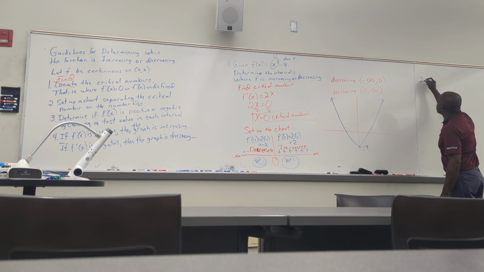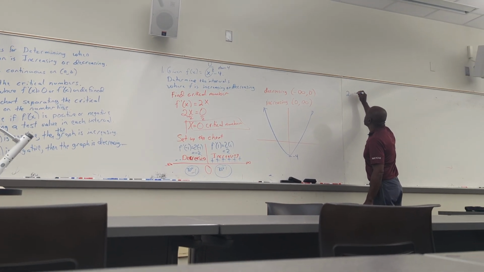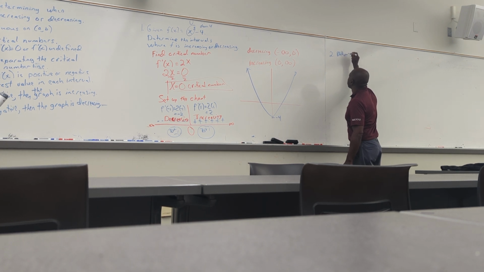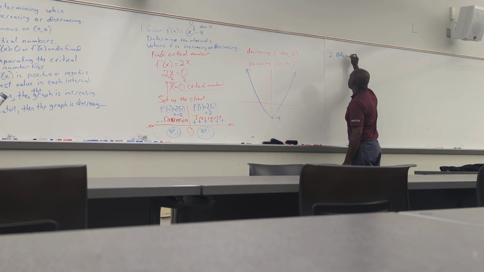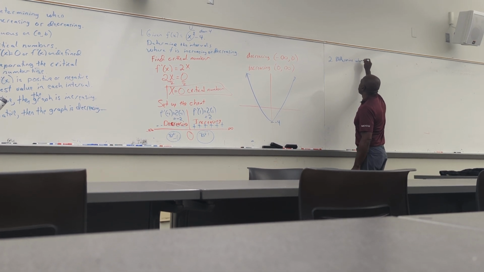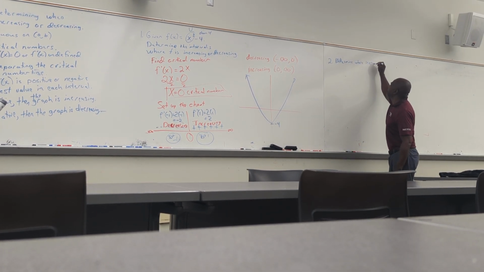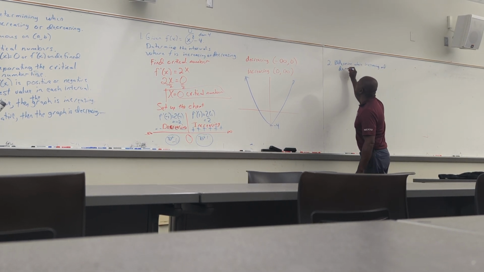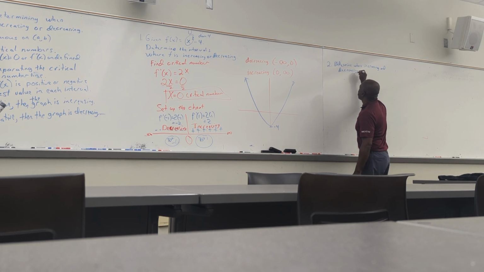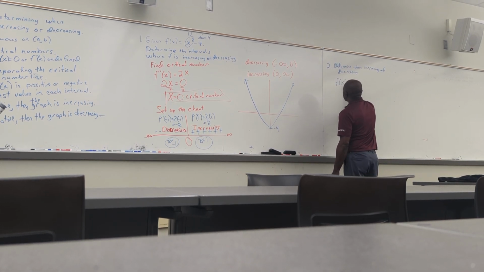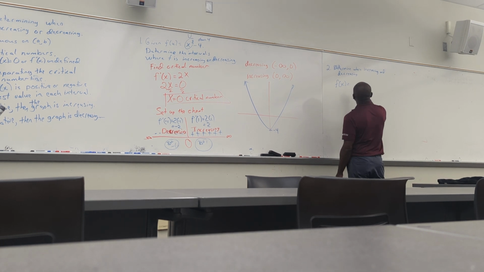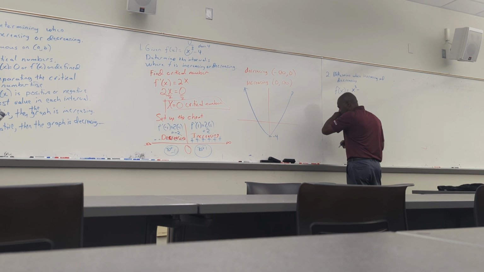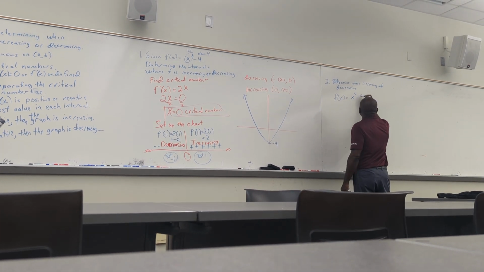So let's pose this as number 2. I have to determine where the graph is increasing and decreasing. And I have f of x is equal to x cubed minus 9x.